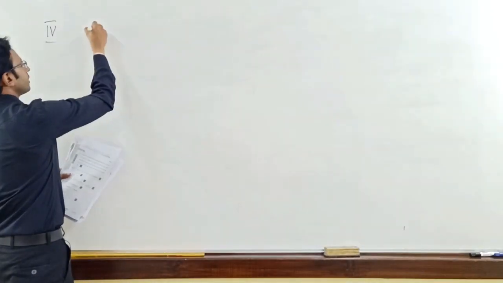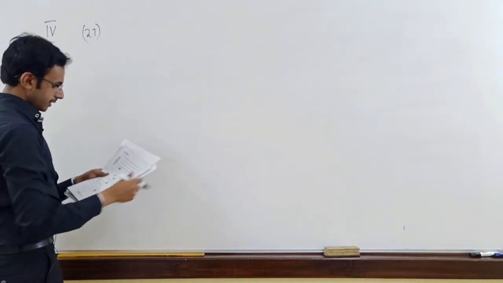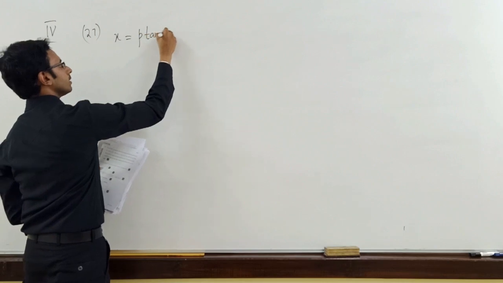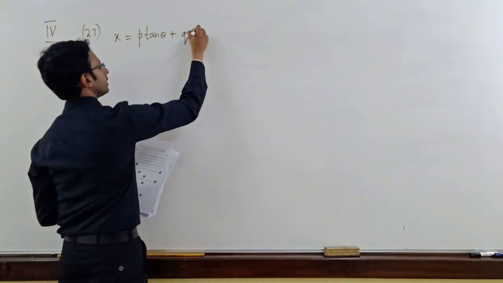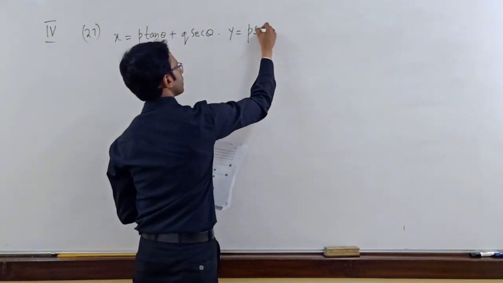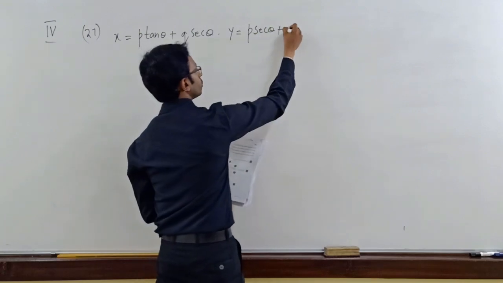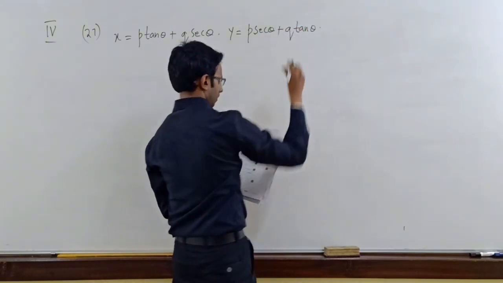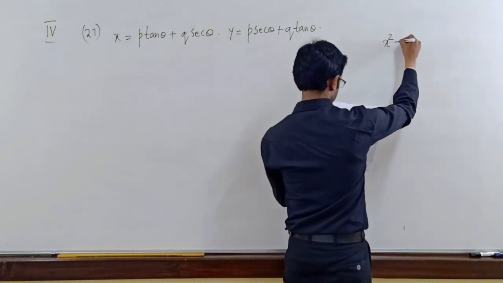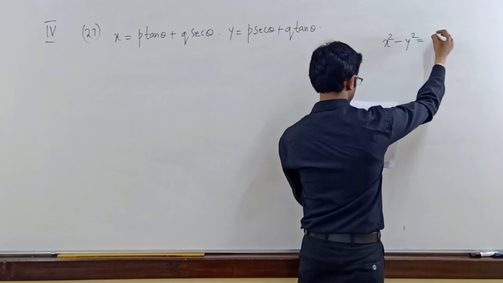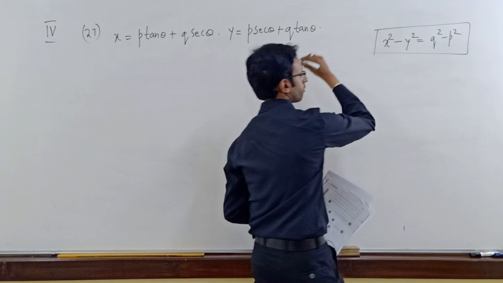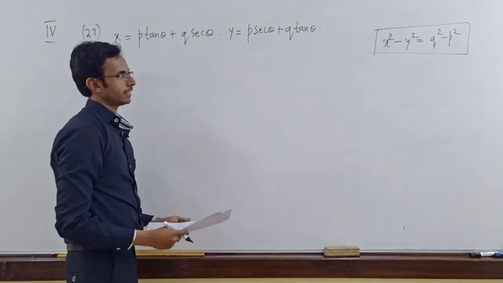So problem number 27, a new situation is given. They have told us x is equal to p tan theta plus q secant theta, and y is p secant theta plus q tan theta. We have to prove that x square minus y square is equal to q square minus p square. This is what we have to prove.